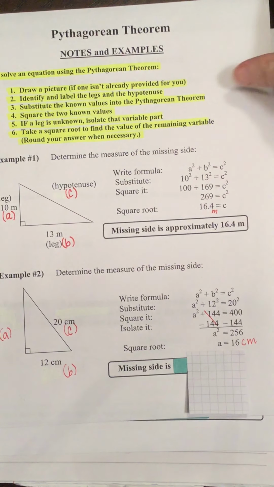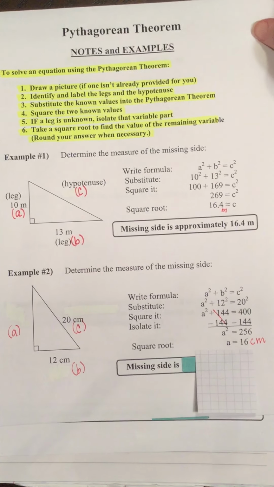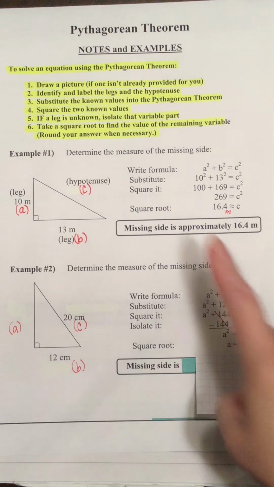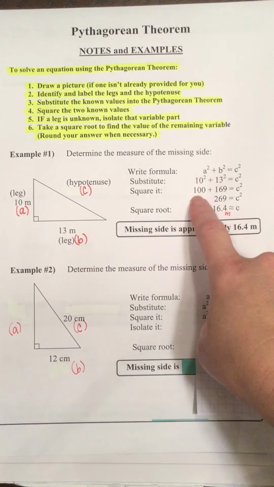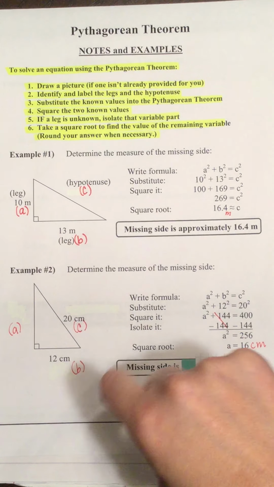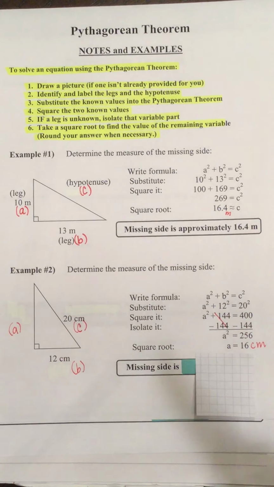All right, so you would do the same exact thing if you were finding side B instead of side A. Same exact process is what's in example 2. So if you have both legs, but you need to find the hypotenuse, you're going to want to refer to example 1. If you have the hypotenuse and either one of the legs, then you're going to refer to example 2.